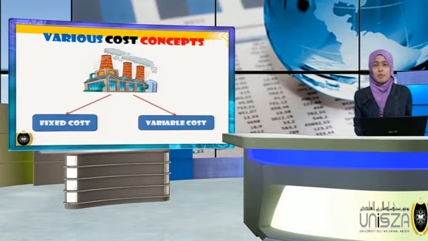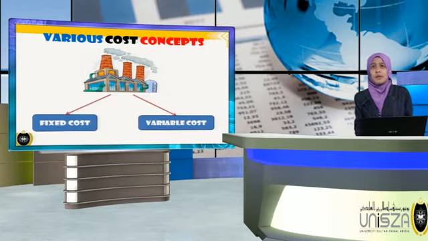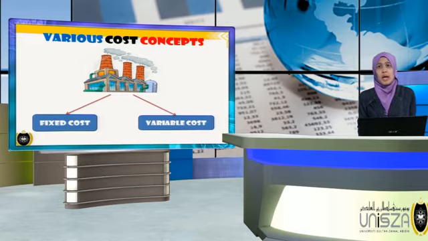a company that produces kerupuk lekor is going to need a building and equipment in order to run his or her business. If we assume the building and equipment are leased, there is a monthly payment for each of them. For example, the company has to pay RM 10,000 per month to cover the cost of lease. However, if the company does not manufacture anything during the month, the lease payment is still due in full amount.